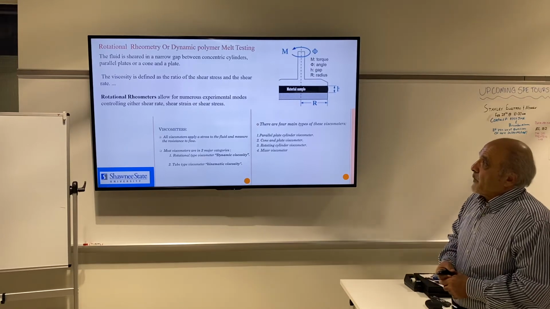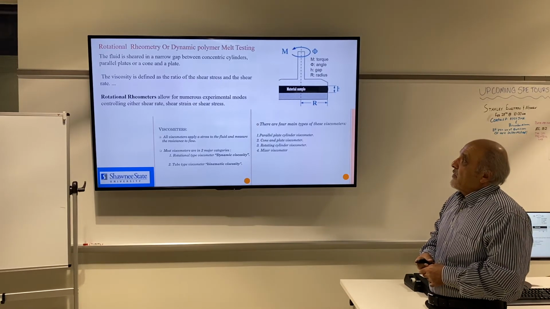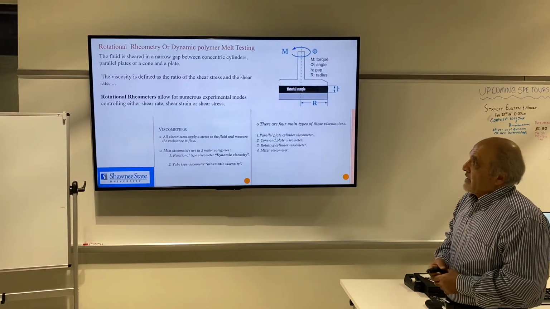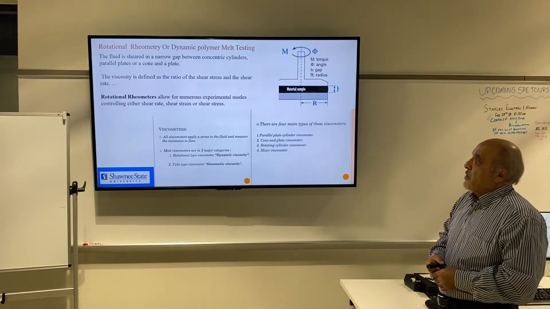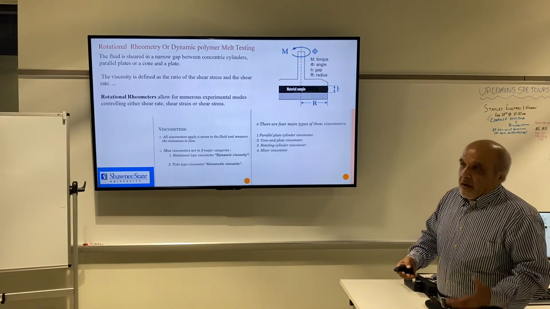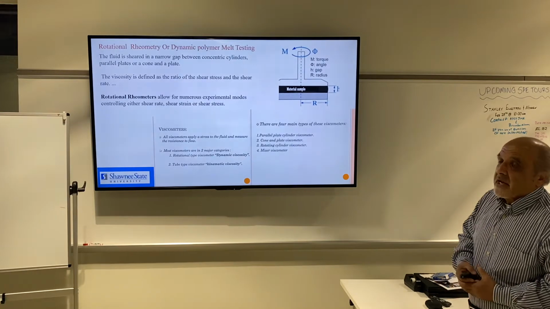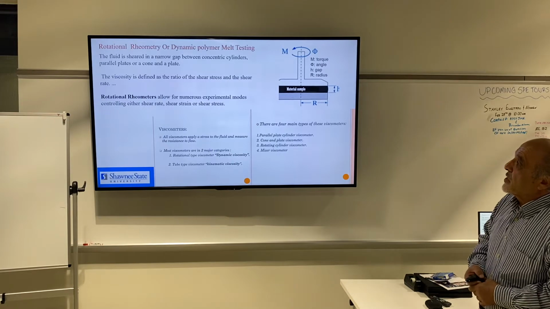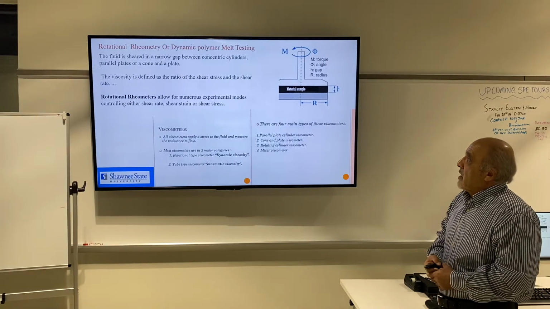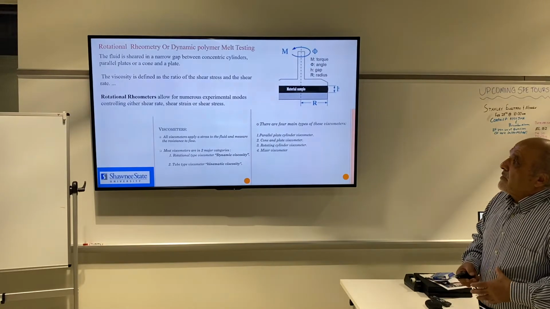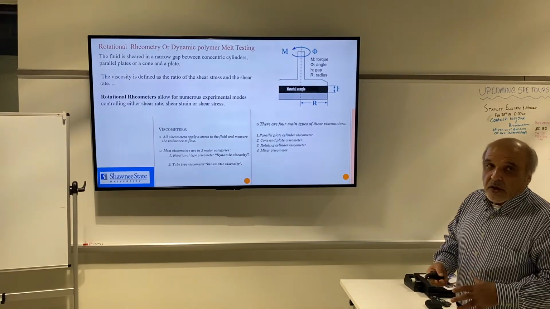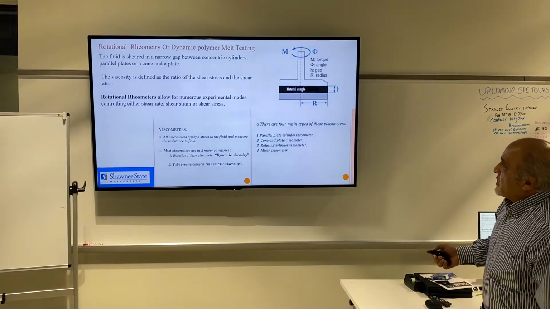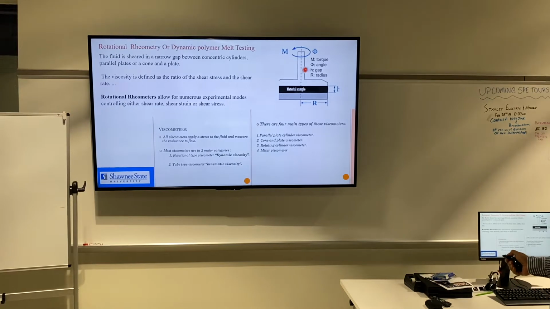So what is rotational rheometry? With rotational rheometry, we measure shear stress and viscosity, the same concept that we use in capillary rheometry. I will explain later what the difference is between capillary rheometry and rotational rheometry. But in general, you are dealing with velocity here. You are dealing with rotation. And as you can see, this is the concept of rotational rheometry.